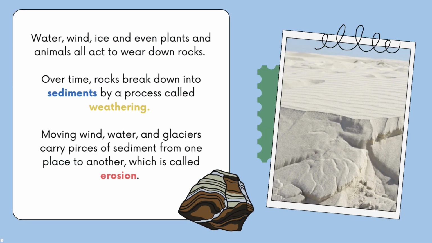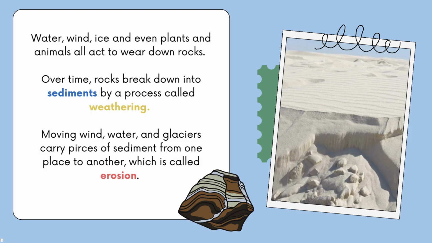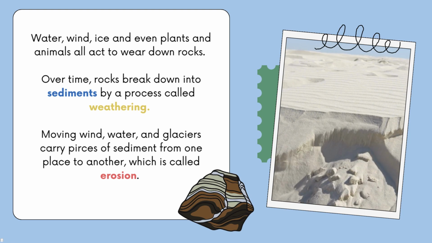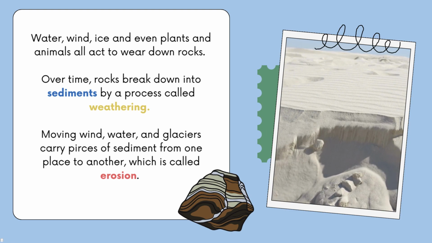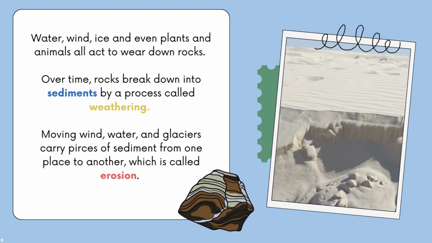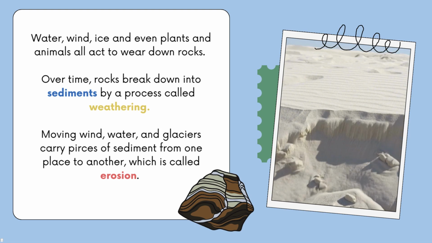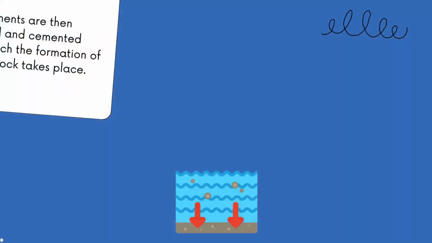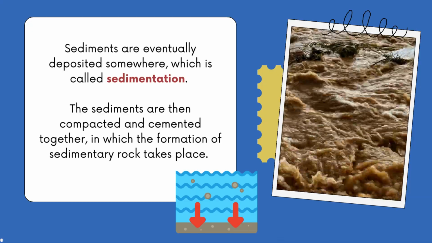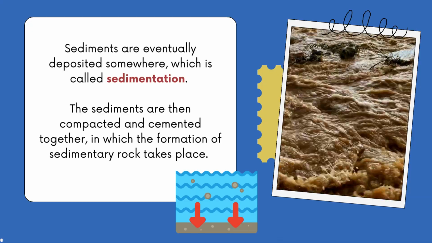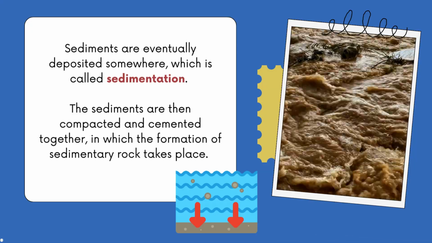For sedimentary rocks, water, wind, ice, and even plants and animals all act to wear down rocks. Over time, these rocks break down into sediments by a process that we call weathering. Moving wind, water, and glaciers carry pieces of sediment from one place to another, which we call erosion. Those sediments are eventually deposited somewhere else, which we call sedimentation. The sediments are compacted and cemented together, in which the formation of sedimentary rock takes place.